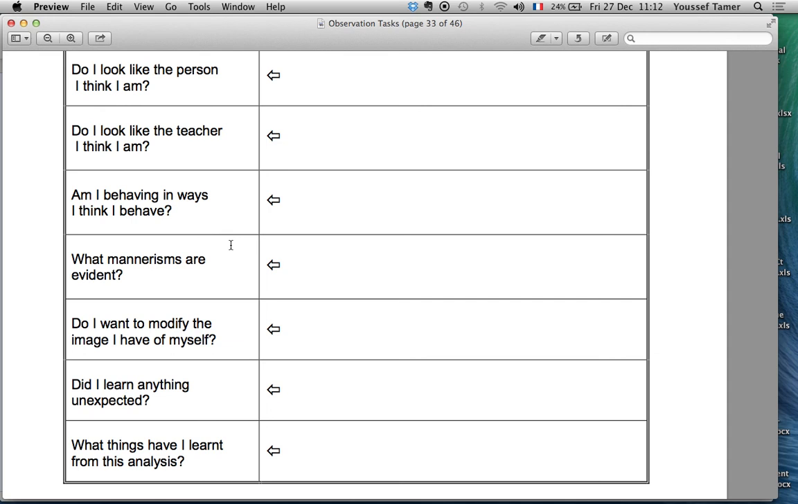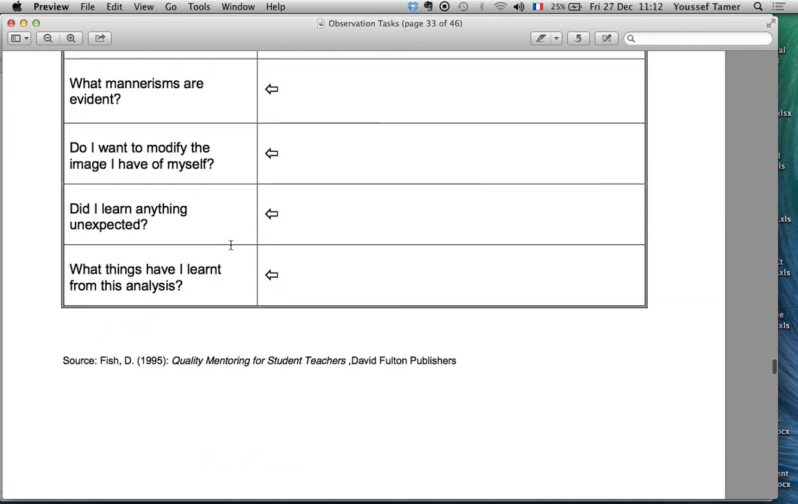These things you can't notice if you just do it all the time without video recording, right? But when you do video recording, it helps you. You watch yourself. Do I want to modify the image I have of myself? Did I learn anything unexpected? What things have I learned from this analysis? So you can provide your reflections.